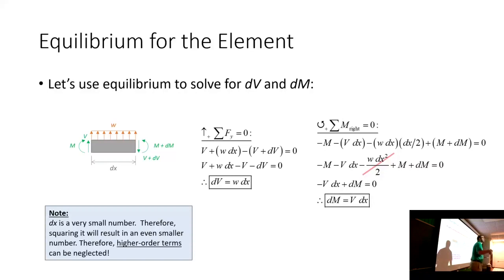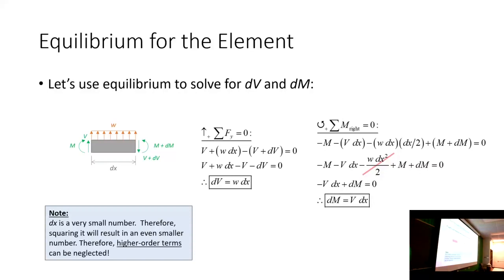Now, what about summing moments? What happens if I sum moments? Let's sum moments on the right side of the element. So I have a moment going like this. That's negative. I have V times dx. That's also negative. What's going on here with this distributed load? I have the magnitude of the load times the moment arm. Now, how am I doing that?